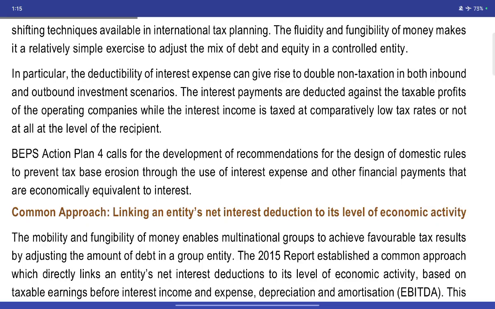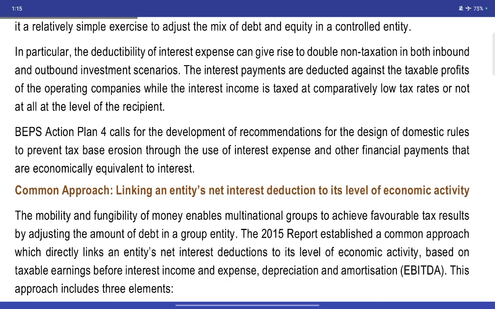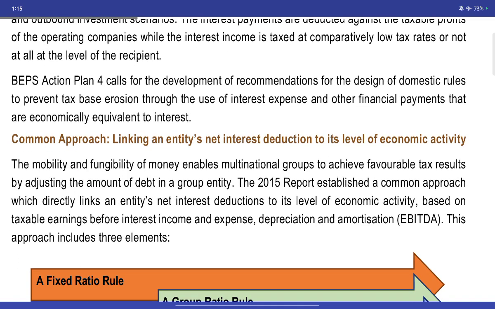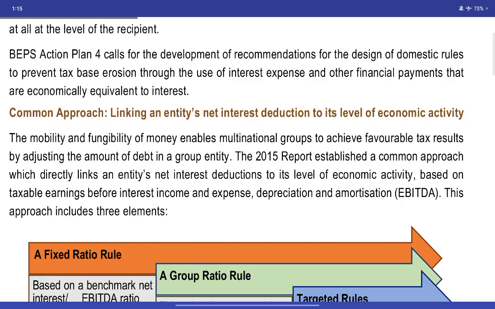In particular, the deduction of interest expenses gives rise to double non-taxation, in both inbound and outbound investment. Interest payments are deducted against taxable profits in operating companies, while the interest income is taxed at comparably low tax rates or not at all at the level of the recipient. BEPS Action 4 plans the development of recommendations for the design of domestic rules to prevent base erosion through the use of interest expenses and other financial payments that are economically equivalent to interest. Common approach: linking an entity's net interest deductions to the level of economic activity.